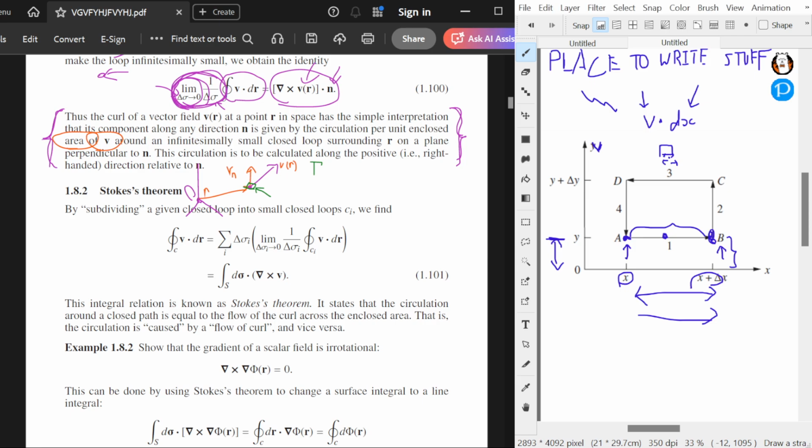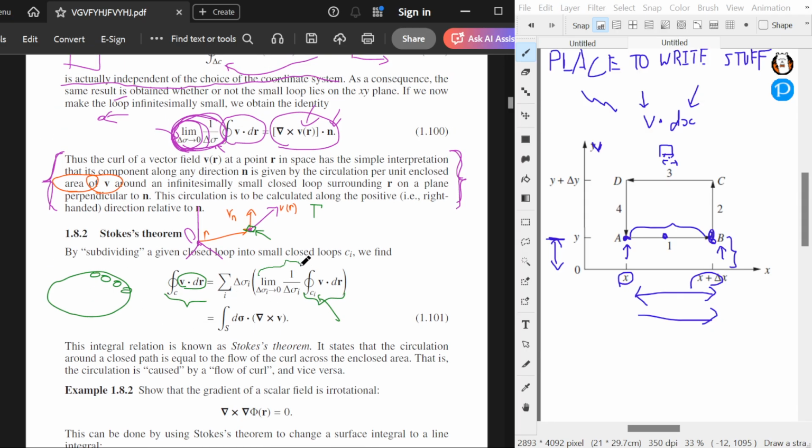Okay. Stokes' theorem. By subdividing a given closed loop into small closed loops, like a lot of small loops, C_i, we find that the circulation of the loop equals the sum. So this is circulation. This is circulation of the really small loops inside of the loop.